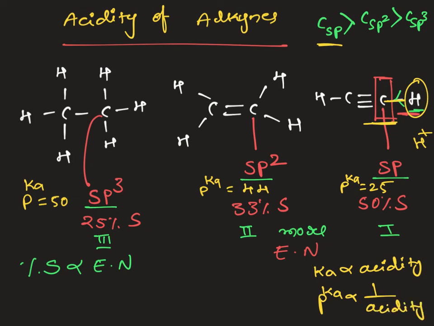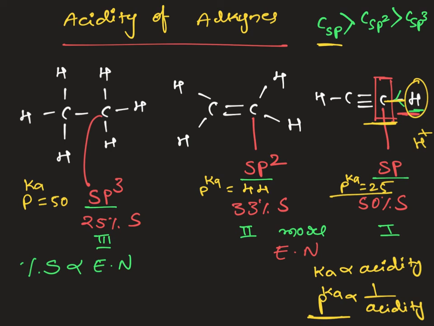Ka is the acid dissociation constant value. Since pKa and acidity are inversely proportional, the case with the lower pKa value has more acidic nature. If you look at our practical data, the pKa of ethyne, which is 25, is lower compared with ethene's 44 and ethane's 50. So according to the practical data, when we calculate the acid dissociation constant, the pKa value for ethyne is very low, hence alkynes show acidic character compared with alkenes and alkanes.